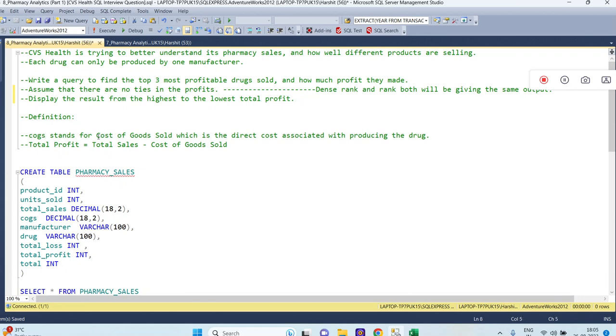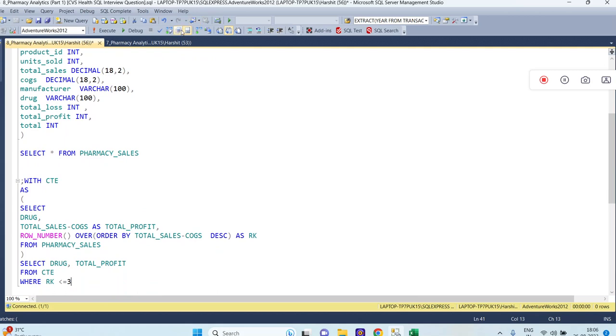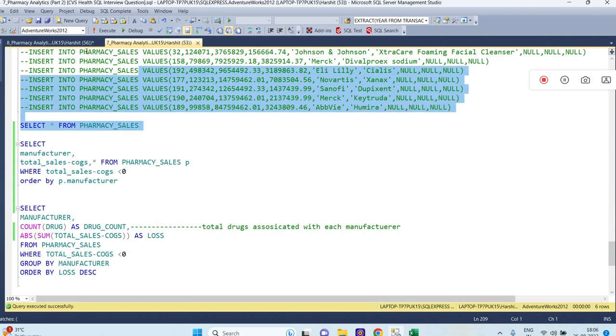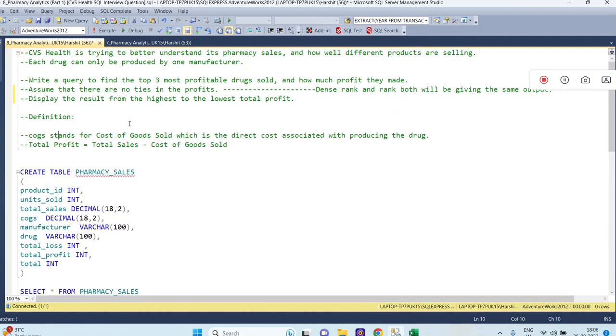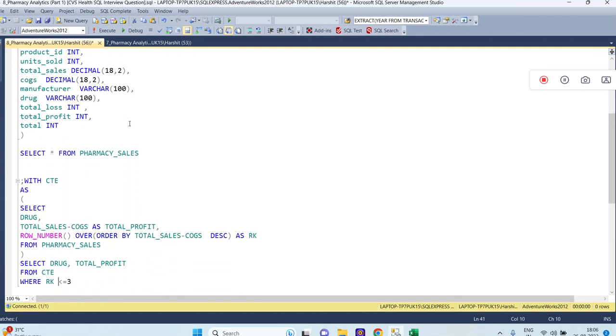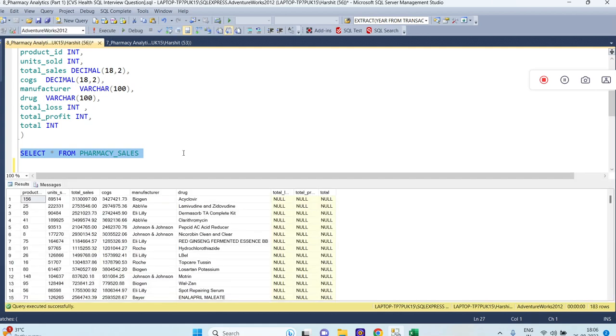Now COGS stands for cost of goods sold, which is the direct cost associated with producing the drug. So total profit equals total sales minus COGS, that we have seen in the last example, right? So again the same table and the same data that we have inserted over here. Now, what is our requirement? We need to identify the top three most profitable drugs. So now, let me see the data again.